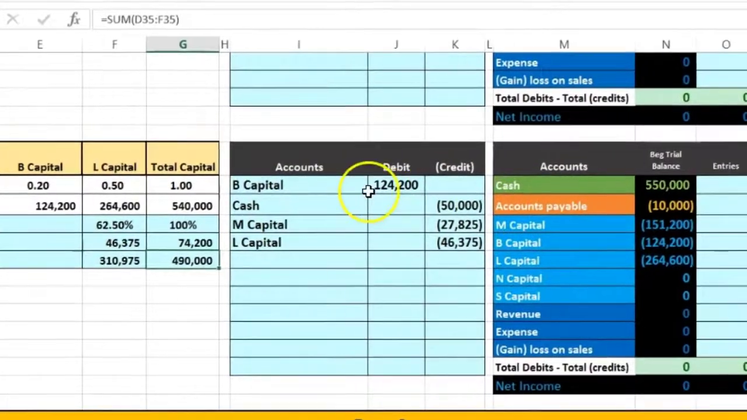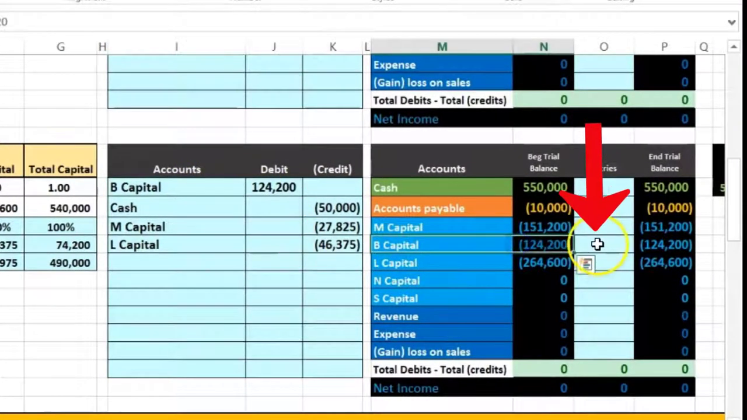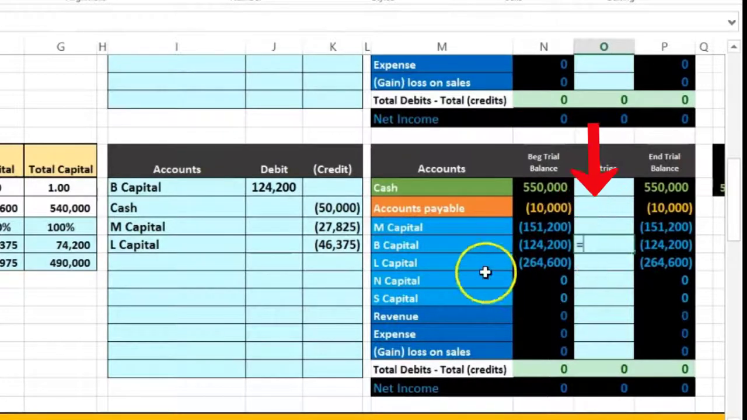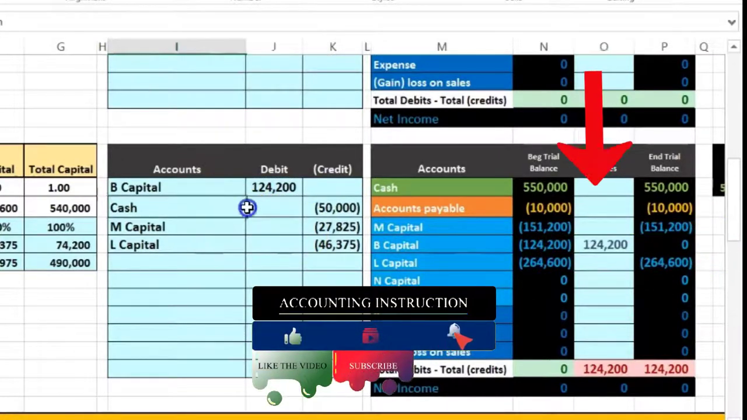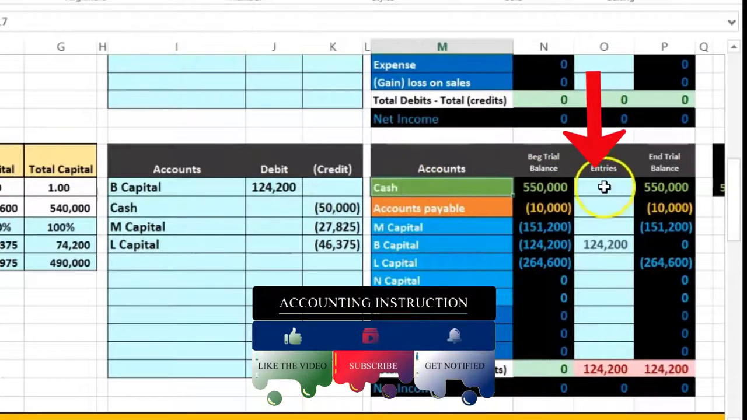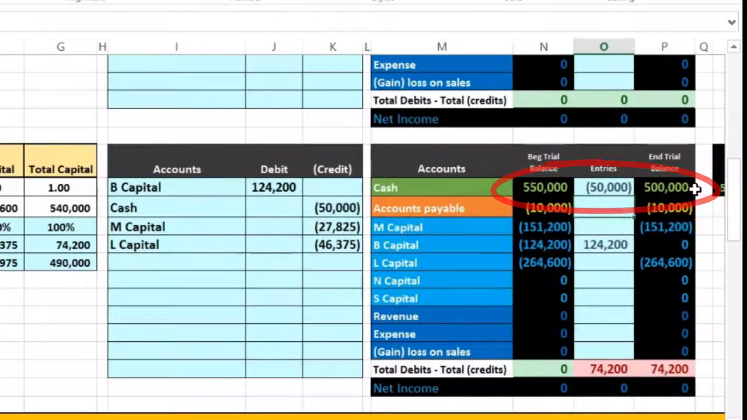Okay, so we're going to post out the B capital. So here's B's capital. We're going to go to O34 to do so and select equals, point to the 124.2. That will bring this amount down to zero. Then we're going to go to the cash account. So here's cash. We're going to put the entry here in O31 equals, point to the 50. That's going to bring cash down by 50 to 500,000.